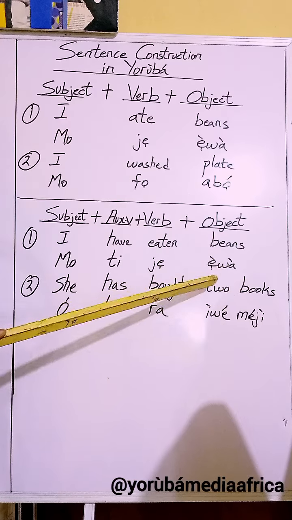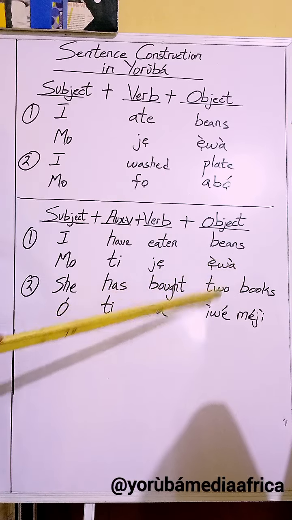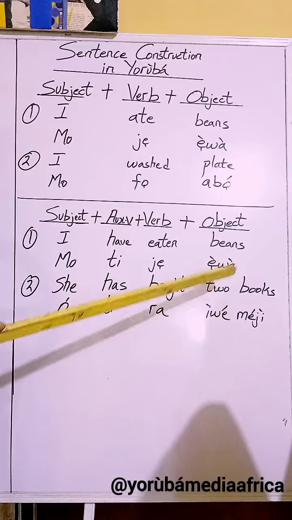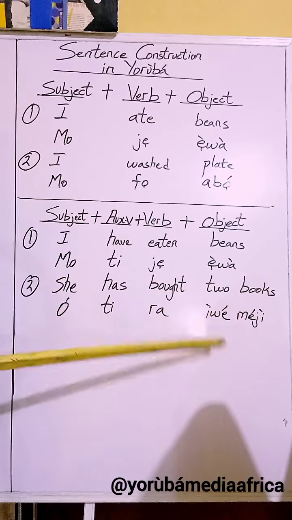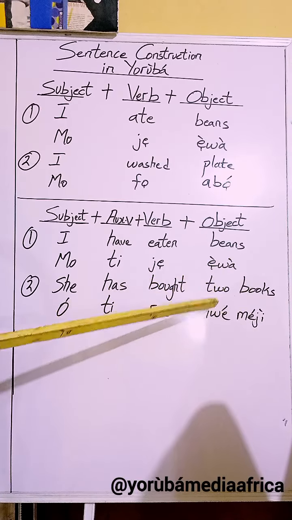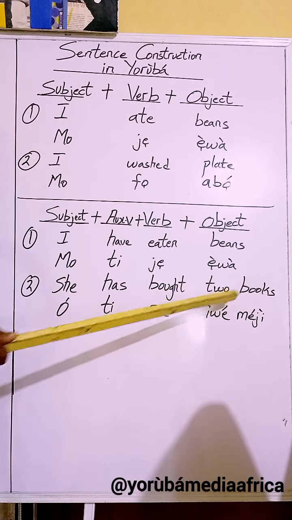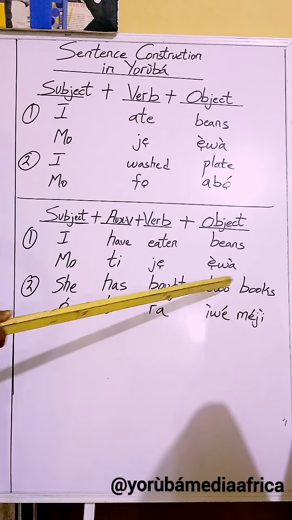Most of the times, the qualifier comes before the noun in English language. But in Yoruba language, the qualifier comes after the noun. That's why we have ìwé méjì. We don't have méjì ìwé. 2 books in Yoruba will be ìwé méjì.